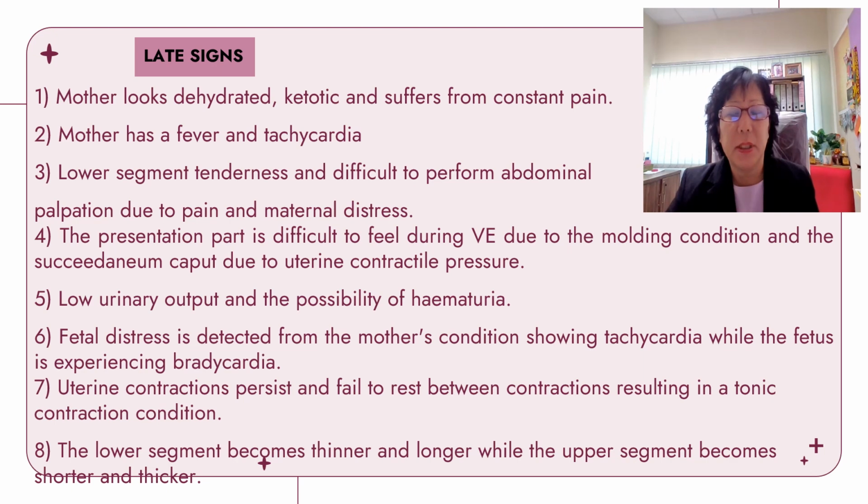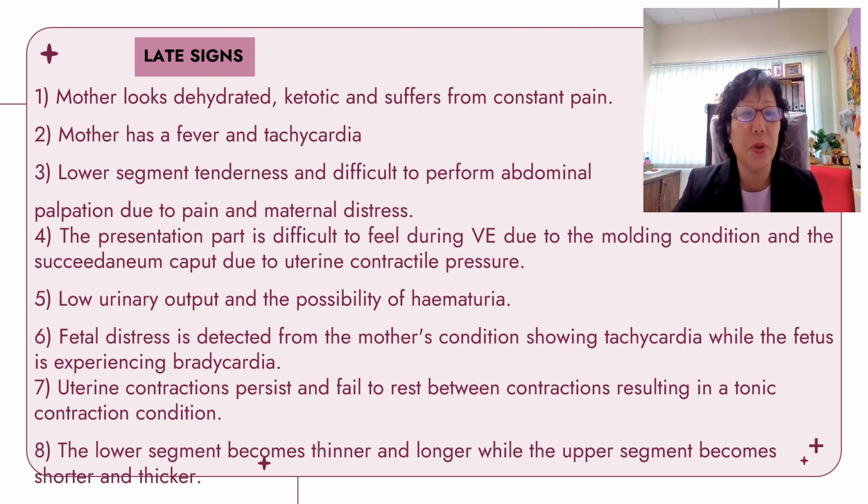After we've gone through the early signs of obstructed labor, now let's have a look at the late signs. Number one, the mother looks dehydrated, ketotic, and suffers from constant pain. Number two, the mother has a fever and tachycardia. Number three, lower segment tenderness and difficulty performing abdominal palpation due to pain and maternal distress. Number four, the presenting part is difficult to feel during vaginal examination due to molding and caput succedaneum caused by uterine contractile pressure.